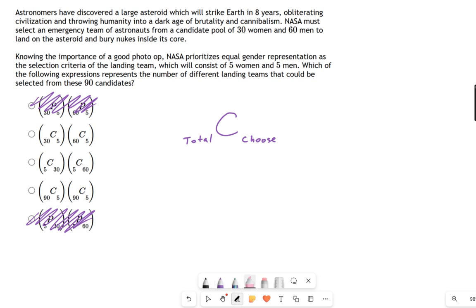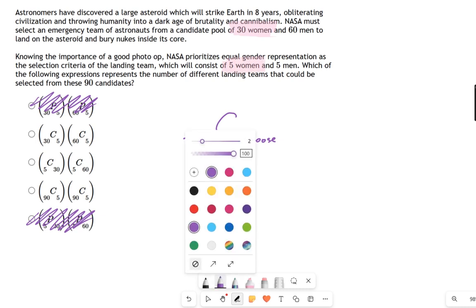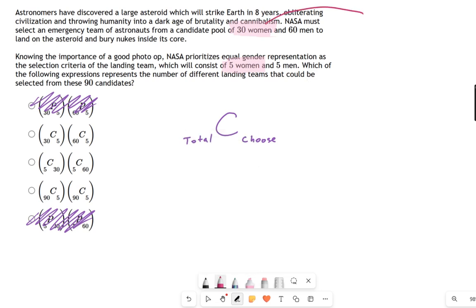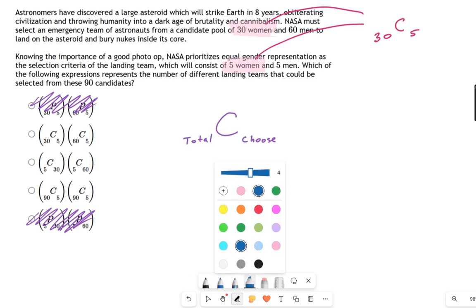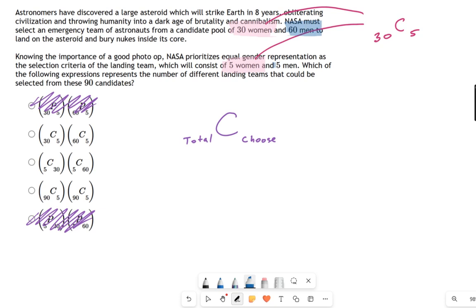So, in this example, we have a group of 30 women, and from those women, we have to choose 5 to go on the spaceship. So what that means is you would write this part of it in the following way. You would say, there's 30 women, I'm going to choose 5. Okay? And then let's look at the gentleman. We've got 60 guy astronauts right here, and we're going to choose 5 of them. So the way you would write that is this way. You would say, there are 60 guys, and we're going to choose 5.